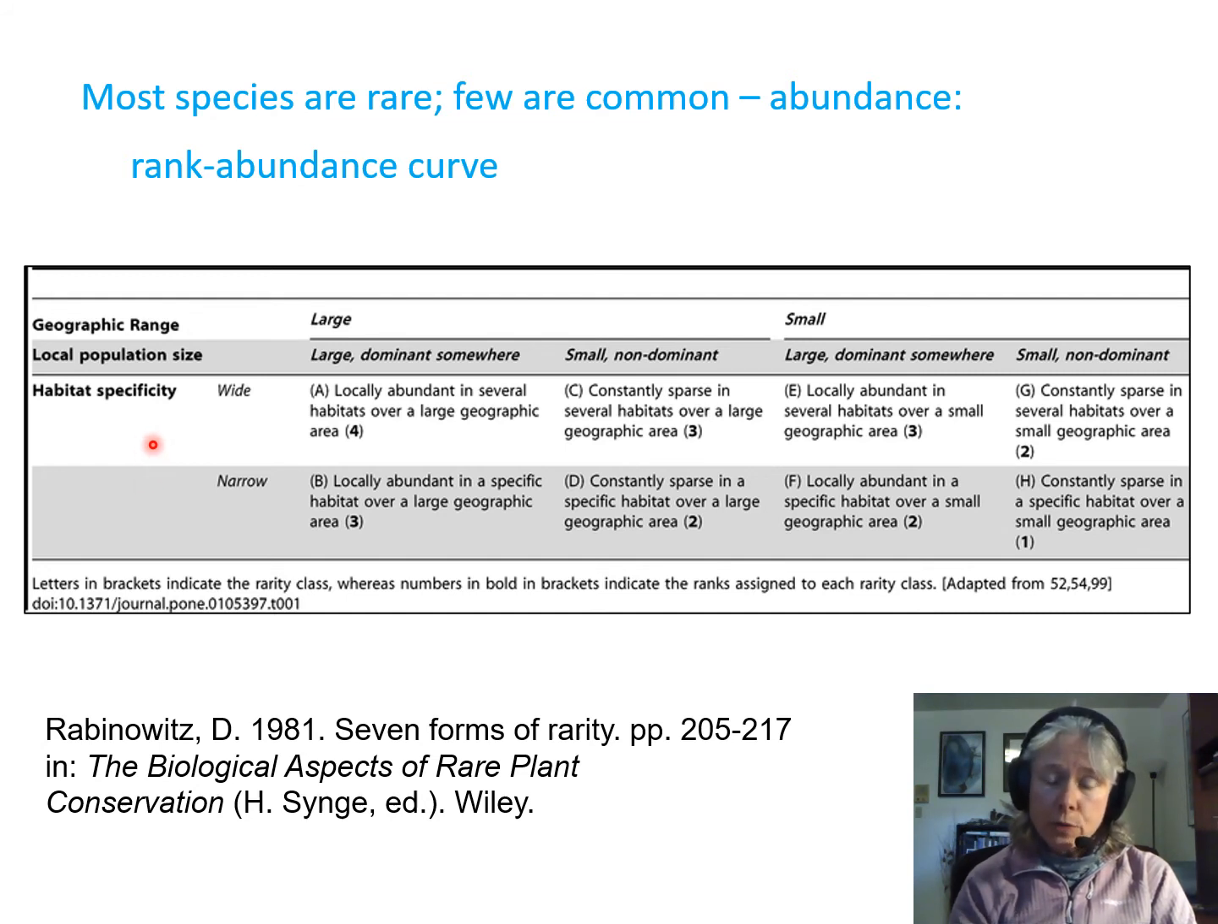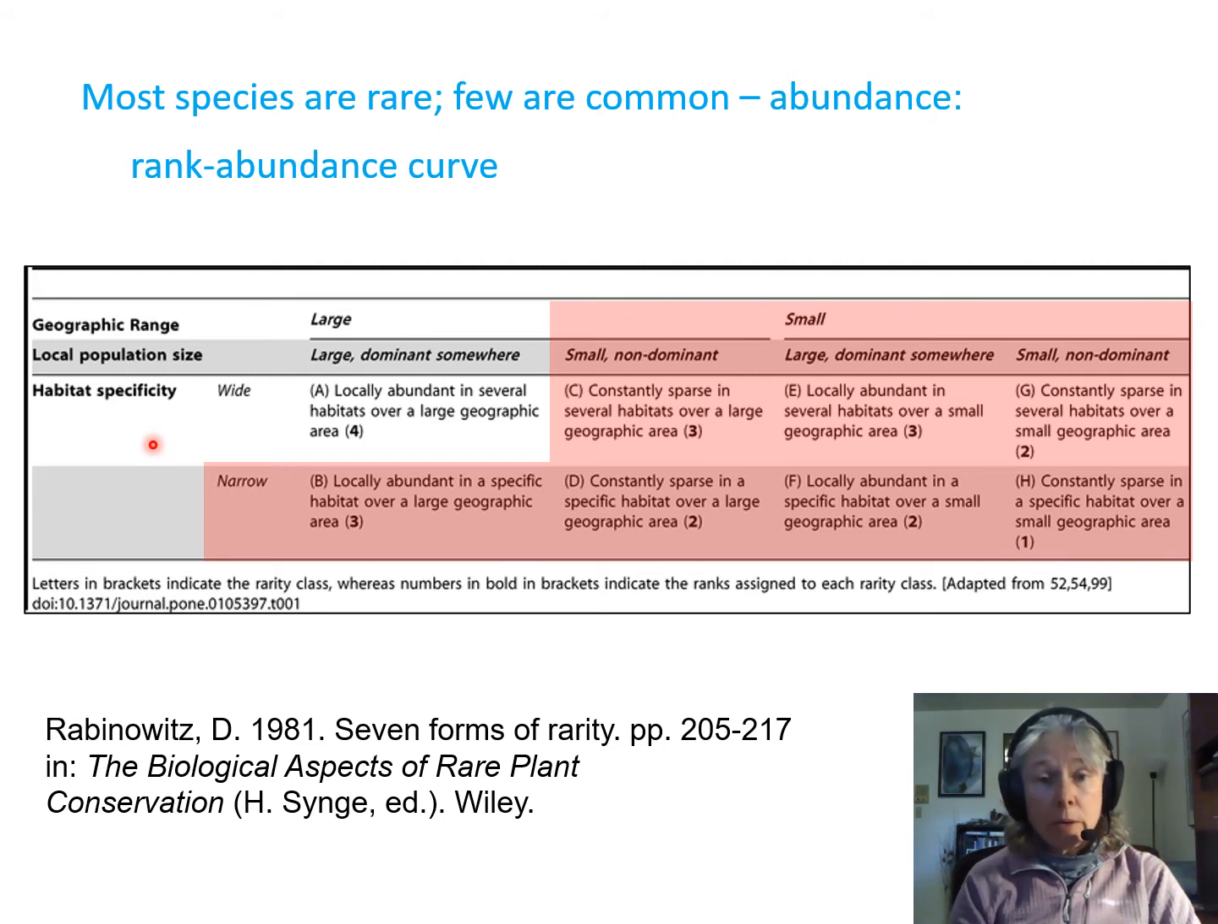And based on these 3 traits, she came up with this table that illustrates different species in terms of their degree of rarity. And those species denoted with these pink boxes here would be considered rare in some way. And so again, to reiterate, rarity is common, commonness is rare in ecological communities.